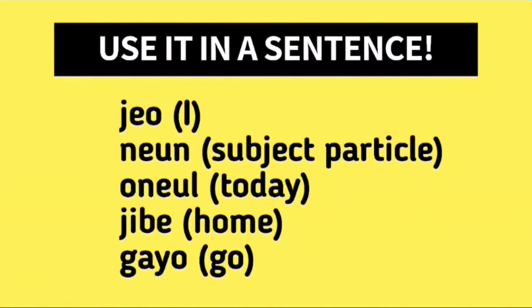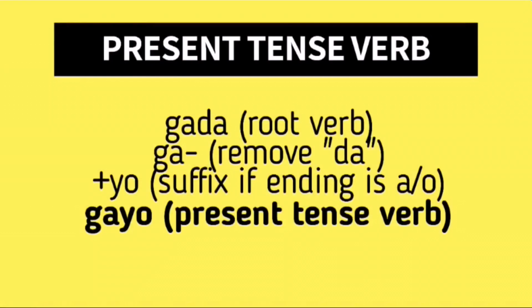So going forward, 오늘 means today, 집에 means home or at home, and 가요 is the present tense form of our word for today, gada. So basically, 가요 means go. But how is gada transformed to 가요?